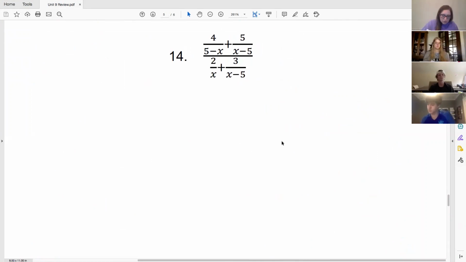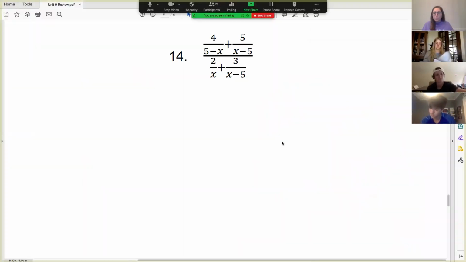Okay, number 14. So it automatically has one of those number minus x kind of things. So anytime I see that, I go ahead and cross it out and I change it to be negative x minus 5. And remember that negative, it doesn't matter where it goes. It could go on the top, it could go on the bottom, it could go out front, but either way, it means the same thing. So for me, I might just want to put it in front of the top. I just kind of like having the negative on top for some reason.